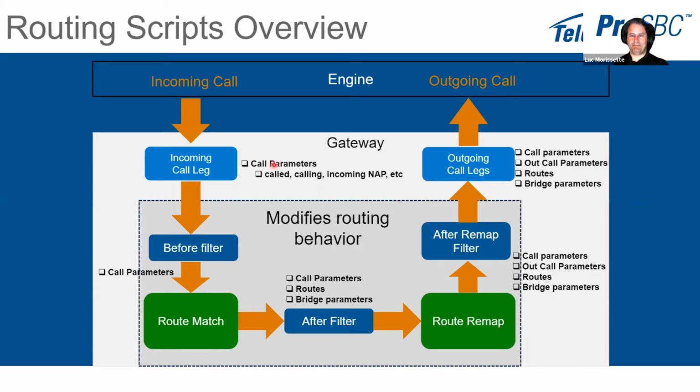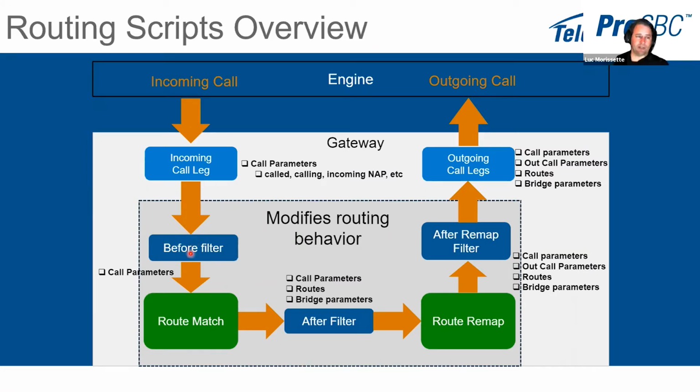As I said, the incoming parameters, and those are examples, right? Calling and incoming NAP, but you have a list here of call parameters that you receive. The before filter can then modify those call parameters. So one before filter that we have is the black-white listing. Maybe this calling number you don't want to get in your system. So you create a before filter and you say black-white listing, this number, and the call will not even go through the rest of the process. It will be dropped right away.